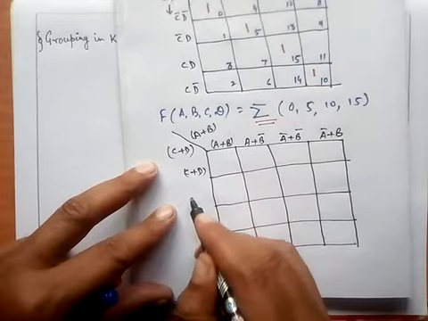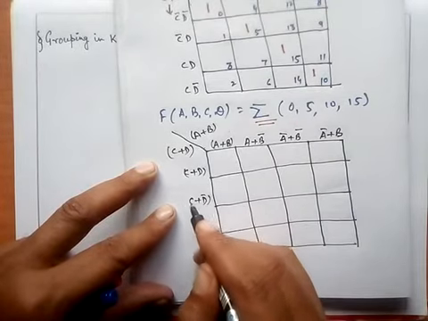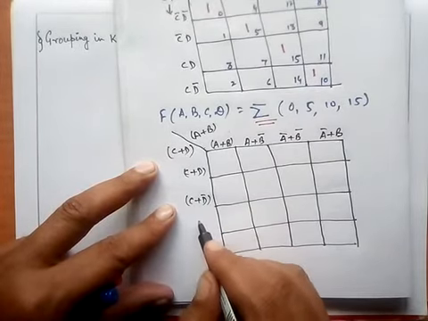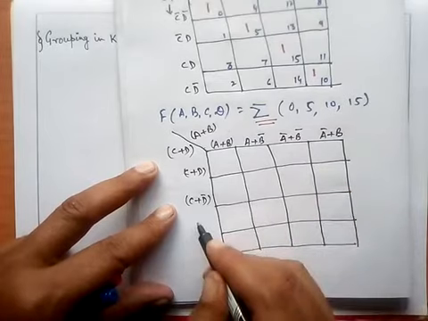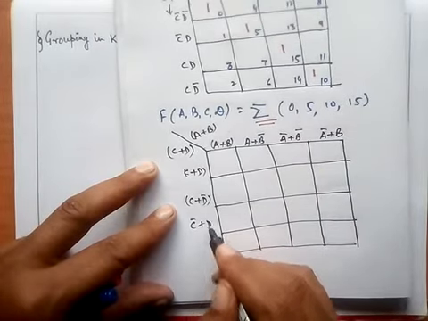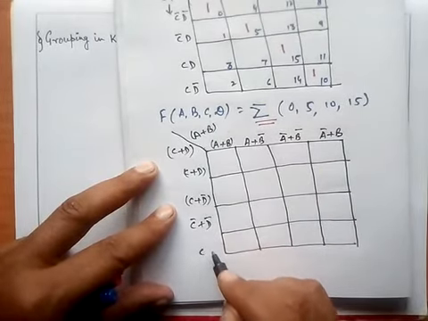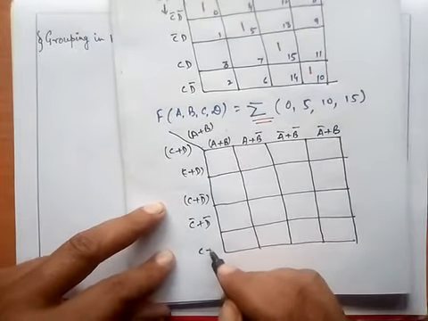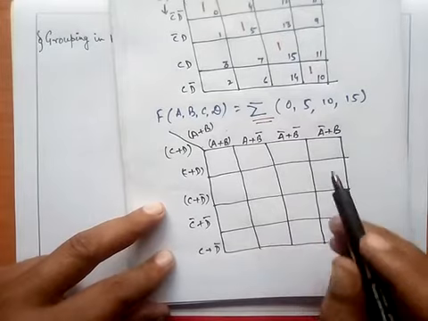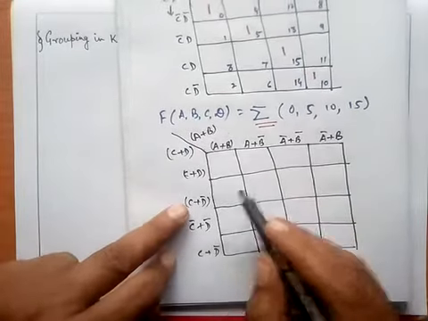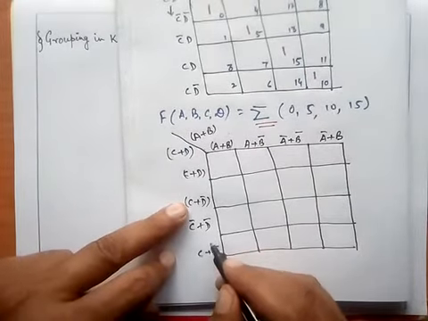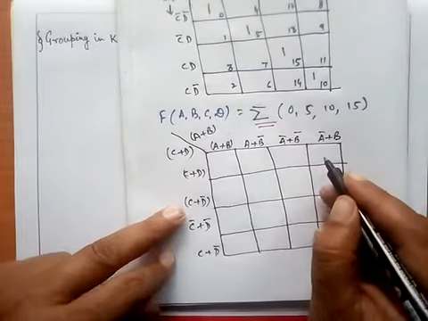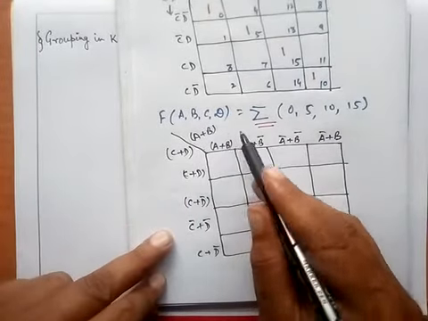This factor will be C plus D bar. This factor will be C bar plus D bar, and this factor will be, if you see, it is automatically C plus D bar here. Yes, it has to be A plus B. I hope that this is clear to you.